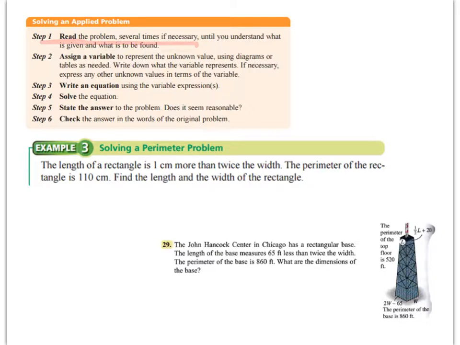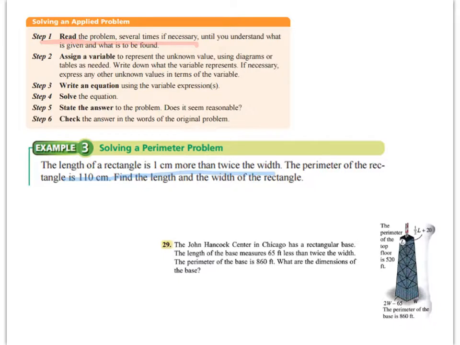The first one: the length of a rectangle is 1 centimeter more than twice the width. The perimeter of the rectangle is 110 centimeters. Find the length and width of the rectangle. So we've got a couple different pieces of information there. The length is 1 centimeter more than twice the width.